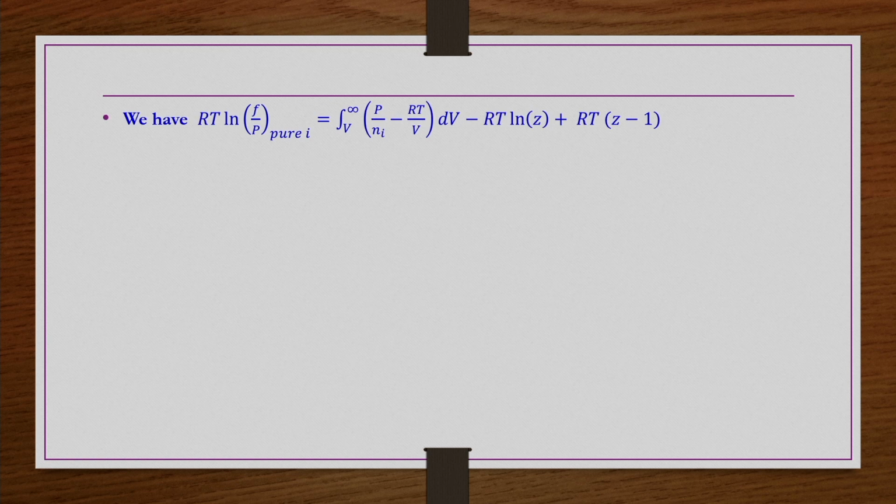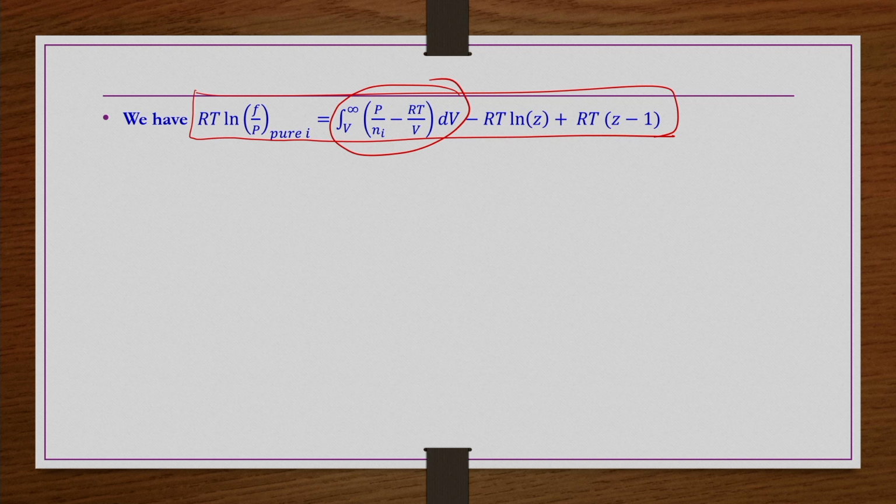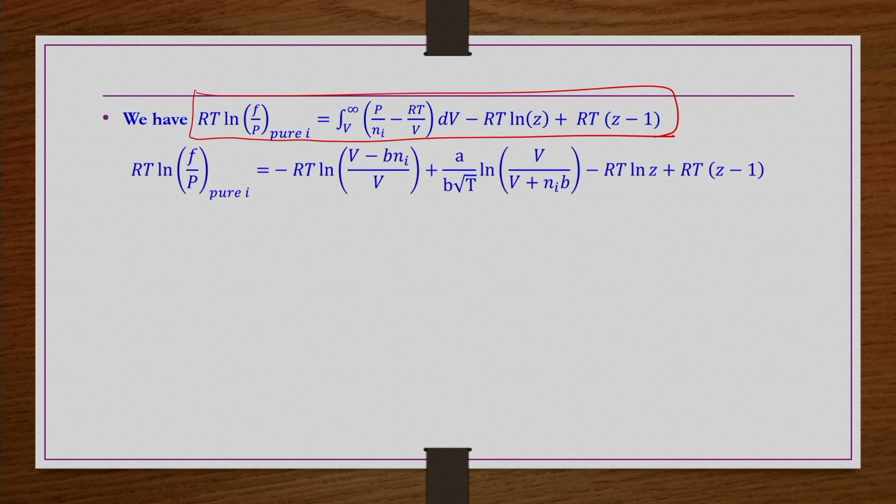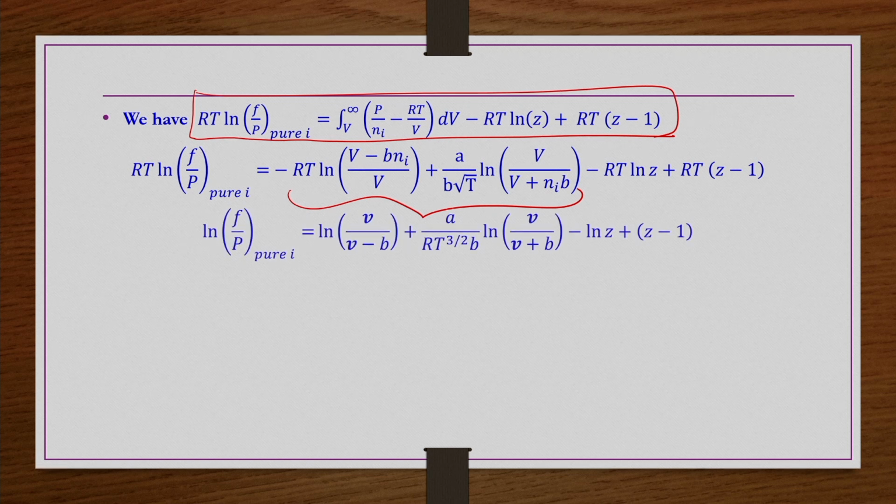So, we have for RT ln f by p pure I, this expression we derived. So, in this place for the Redlich-Kwong equation, what is integral p by Ni minus RT by v dv, that we just derived. So, that one is nothing but this one. Okay, just now we derived for the Redlich-Kwong equation, the integral p by Ni minus RT by v dv is nothing but this one. And then the remaining terms, minus RT ln z plus RT z minus 1, we are keeping as it is.